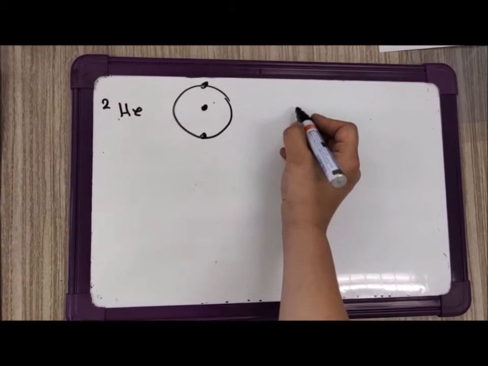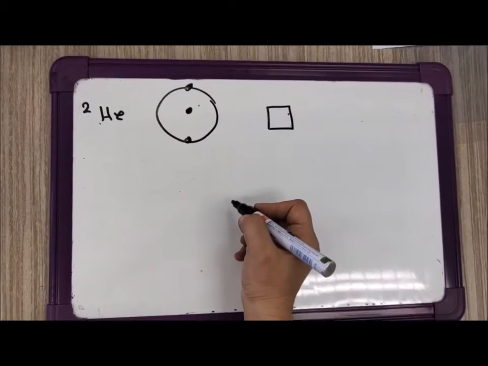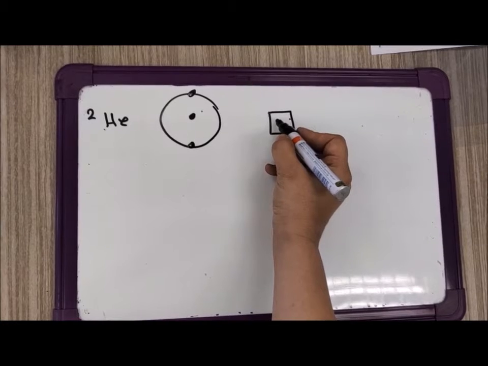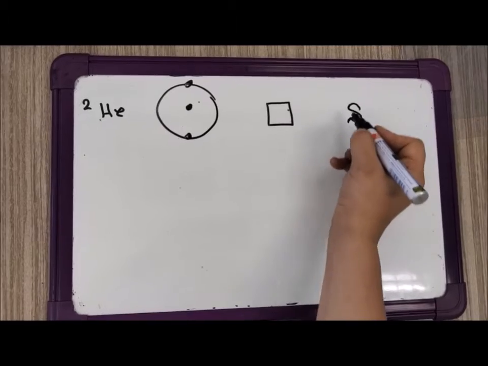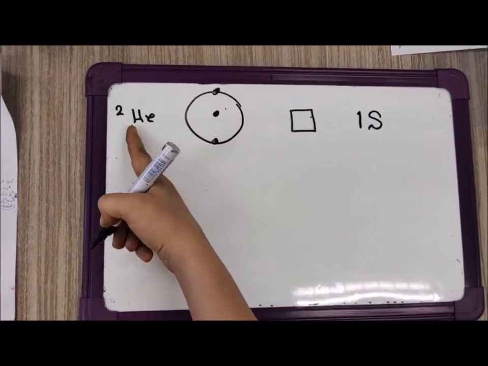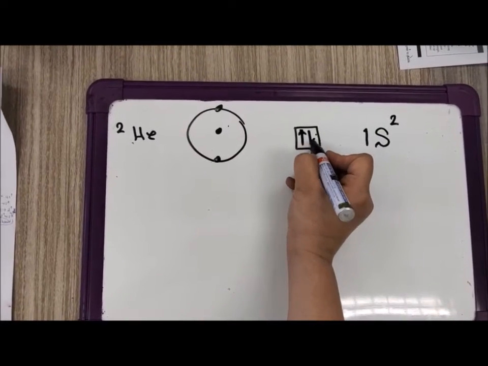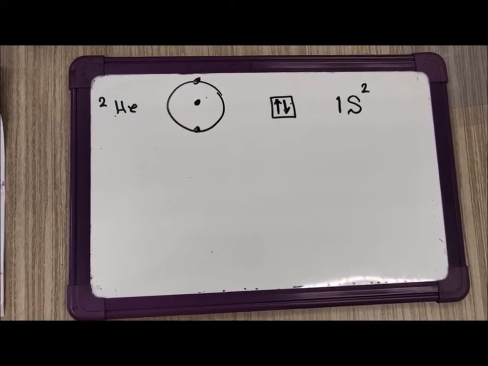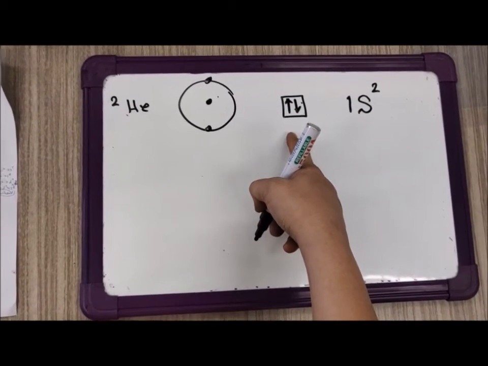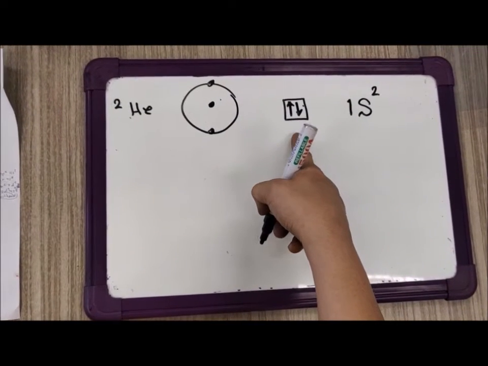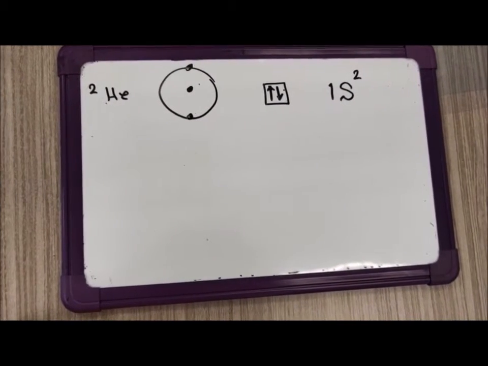So on shell 1, it has 1 box, which is the S orbital, isn't it? The S orbital on the first shell gets 2 electrons. 1, 2. This is how I show it. I cannot put more because that's the S orbital. S orbital is only 1 type. If you have more, you have to go to the next shell.